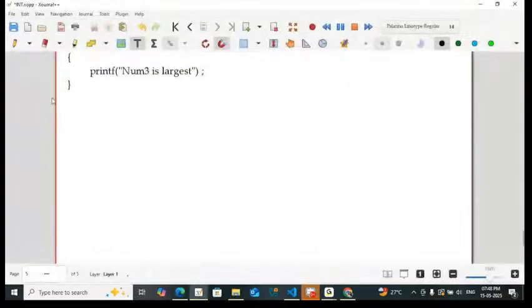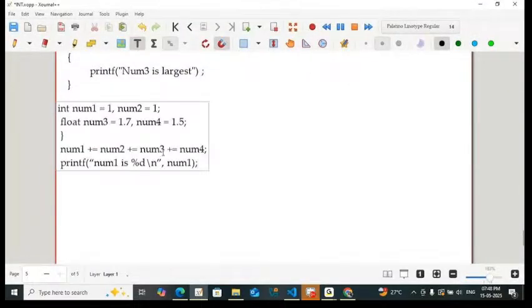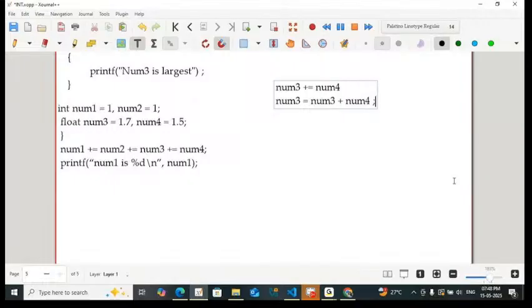Plus equal to is one assignment operator. So when I say num3 plus equal to num4, it will be seen by your compiler as num3 is equal to num3 plus num4. Whenever we say num3 plus equal to num4, it will be seen as num3 equal to num3 plus num4. The initial value of num3 is 1.7.